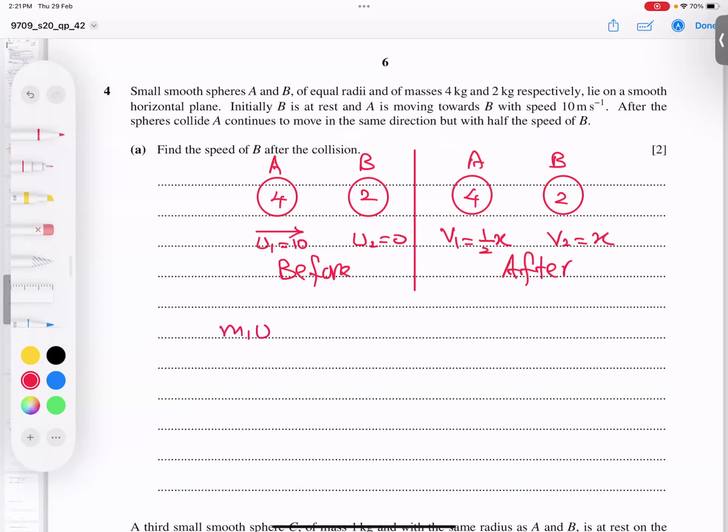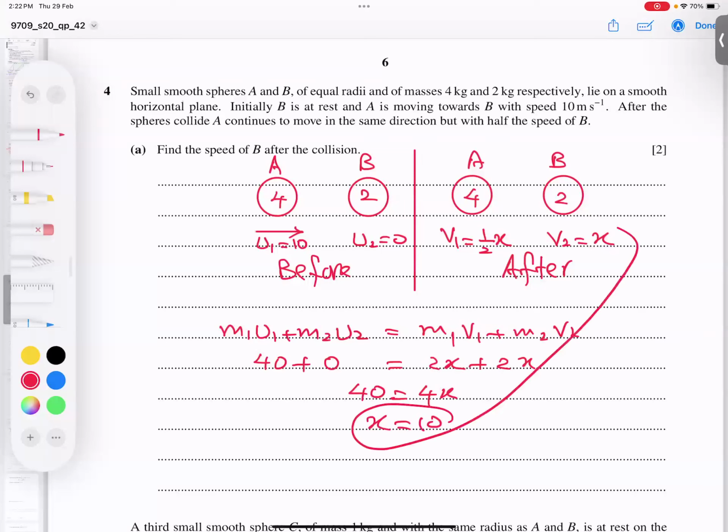The formula is M1 U1 plus M2 U2 equals M1 V1 plus M2 V2. Now mass times velocity: 10 times 4 is 40, and 0 times 2 is 0. On the other side, X/2 times 4: the 2 cancels with 4, and we directly get 2X, plus X times 2 gives another 2X. So finally we get 4X equals 40, and dividing by 4 we get 10. So 10 is the value of V for B. We can say the velocity of B after collision is 10 meters per second.